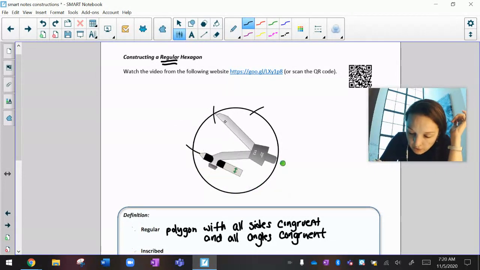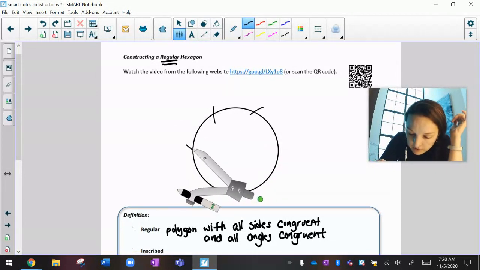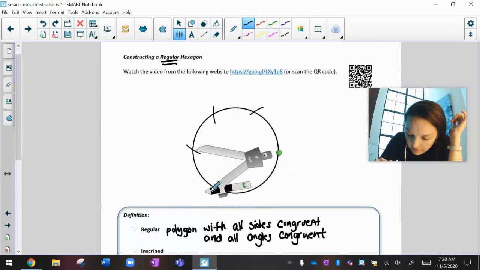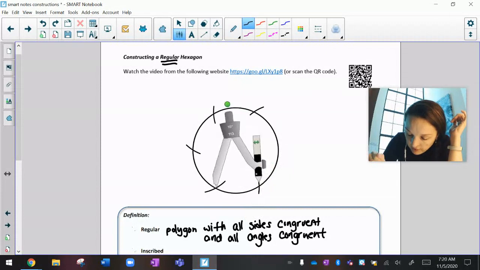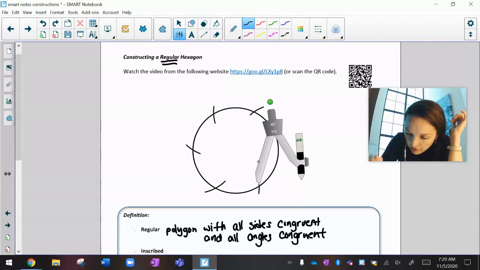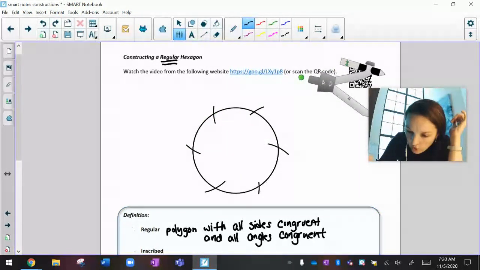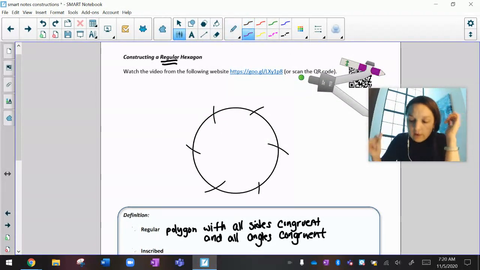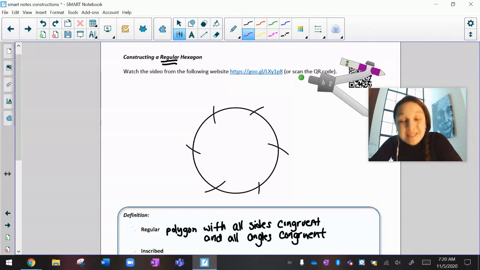Okay, I'm down 3 to go. Pokey part on the intersection, draw an arc. Pokey part on the intersection, draw an arc. I got 5. Pokey part on the intersection, draw an arc. All right. Those 6 intersection points are going to be the vertices of my hexagon. So I'm going to put a dot at each intersection point.